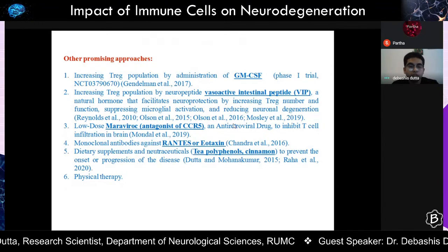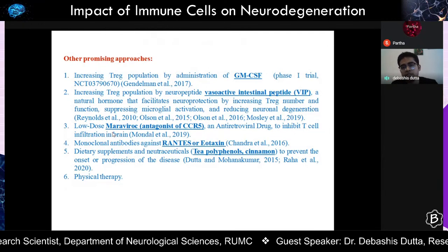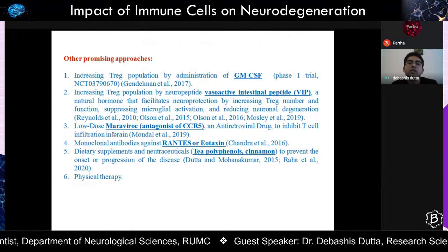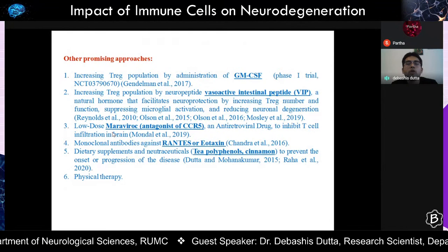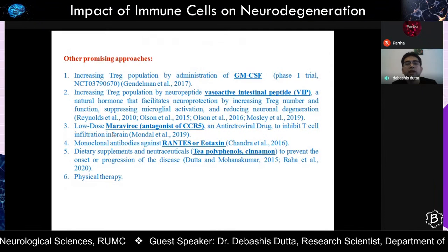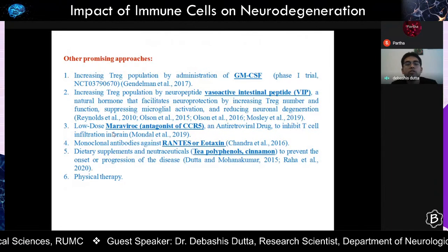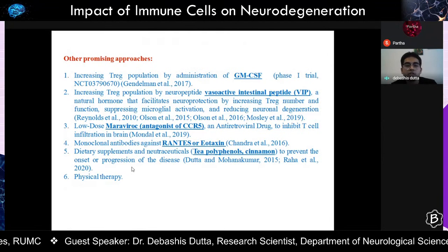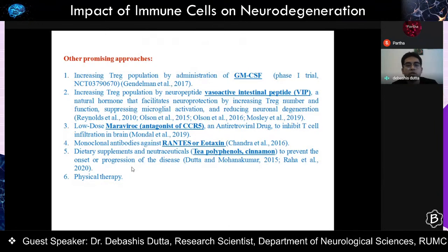In our group, we have also seen that maraviroc is an anti-HIV drug, but it is an antagonist of CCR5. Now CCR5 is the receptor of CCL5, that is RANTES. So it blocks the action of RANTES. And we have seen in a paper published in the Journal of Immunology that maraviroc treatment in MPTP exposed primates can actually stop the disease progression. We also have monoclonal antibodies against chemokines like RANTES or eotaxin, which can also be effective but are still to be checked in human populations.